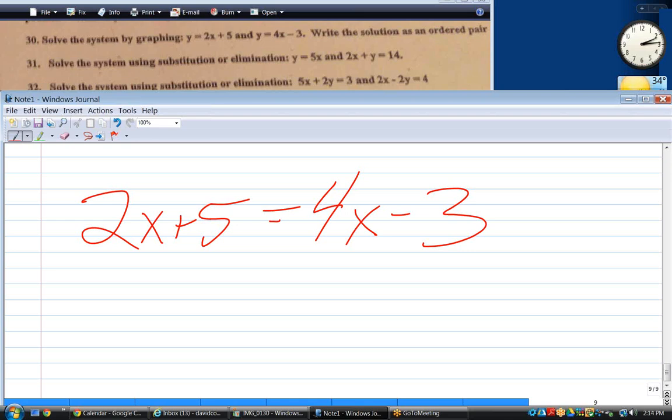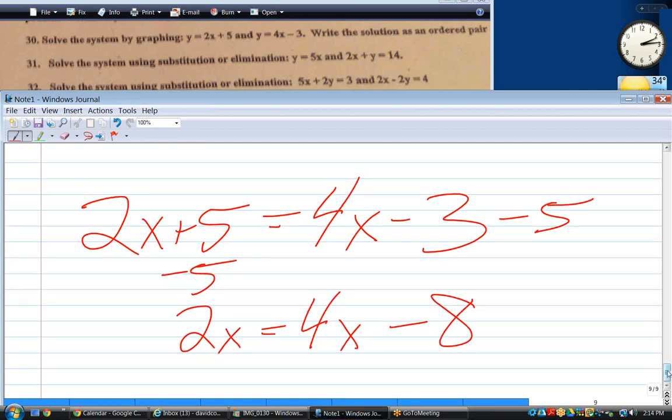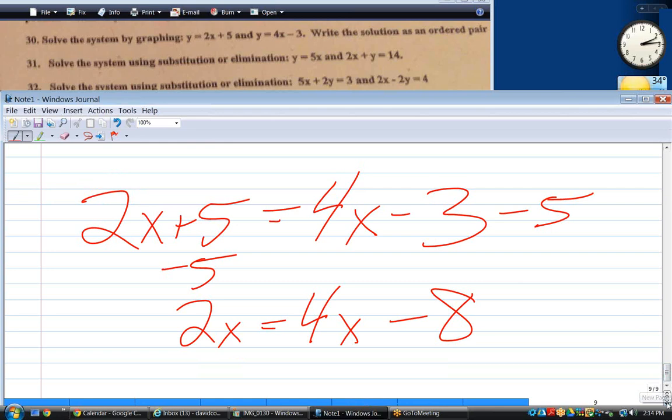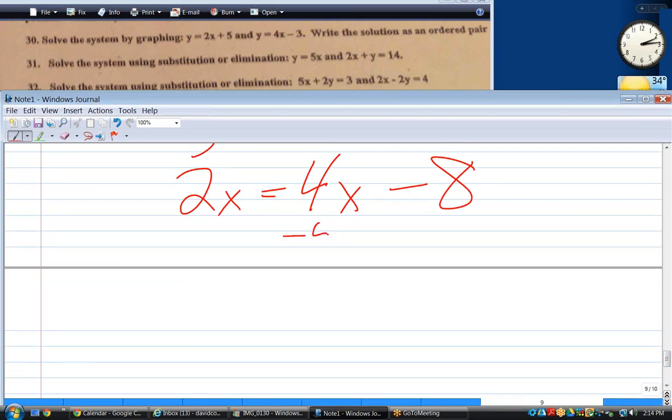So we get minus 5. Okay. It's a good starting point. What's the next line? 2x equals 4x minus 8. Okay. What now? And then you could minus 4x. Okay. There's nothing wrong with that. That's a perfectly acceptable thing to do.